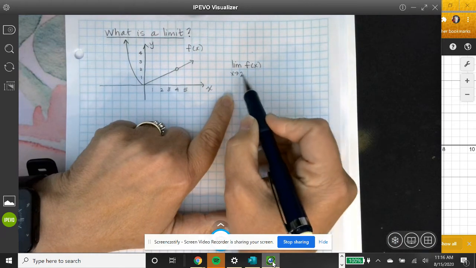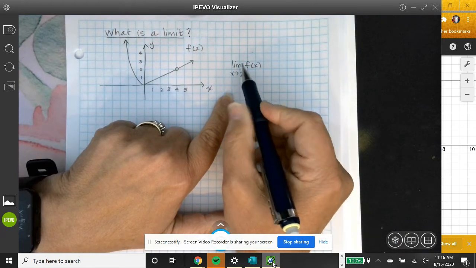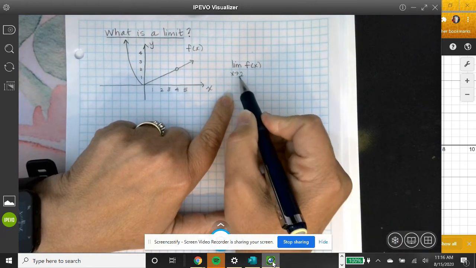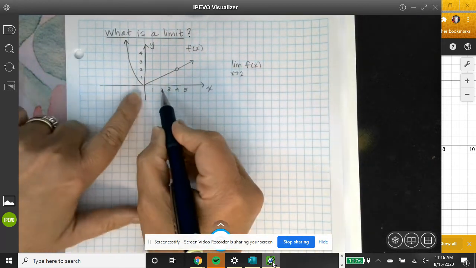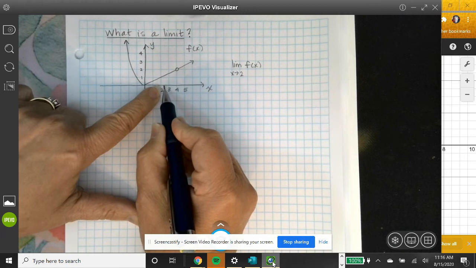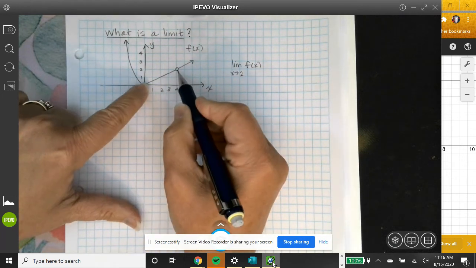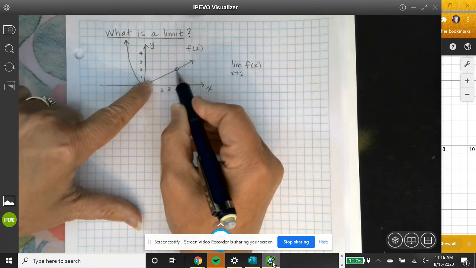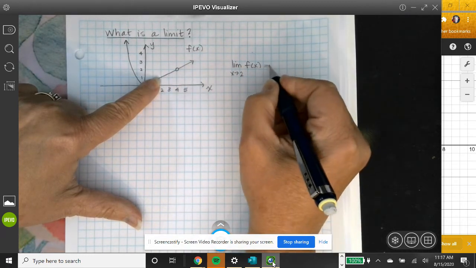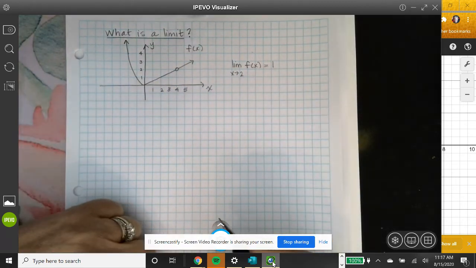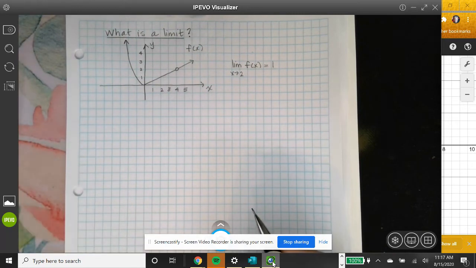So what this means is, when we say it, the limit of f of x as x approaches 2, all right? So what is the limit of f of x as x approaches 2? Well, as x gets closer and closer to 2, if you are on your function, your y value or your f of x value gets closer and closer to 1. All right, so that's what it is. It's a singular value for y that your function approaches as x gets closer to a number.